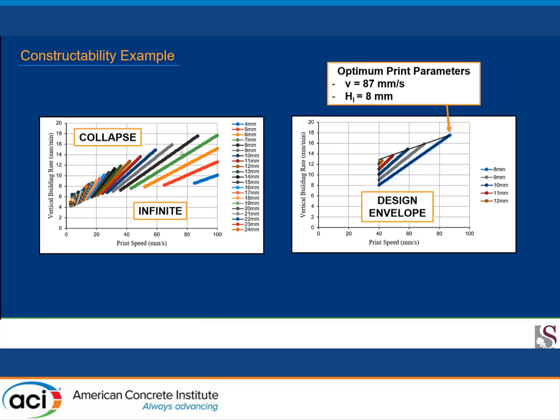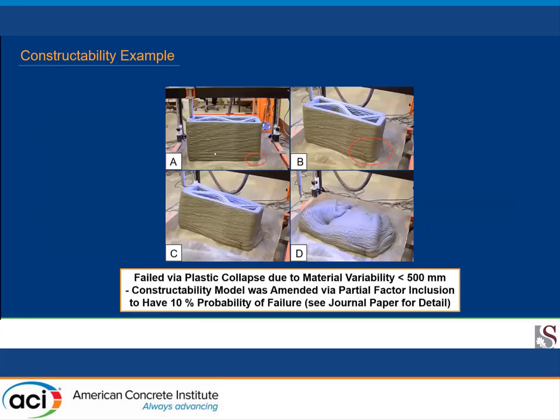So we went on to print this, and then we saw that plastic collapse actually occurred due to material variability, at less than 500, which is not what we wanted. But the model was amended via partial factor inclusion to have a 10% probability of failure. So there's a full journal paper on this for details. I'm not going to go into it, but as I've shown, it's basically due to the variance in the material rheology that we found that caused this discrepancy.